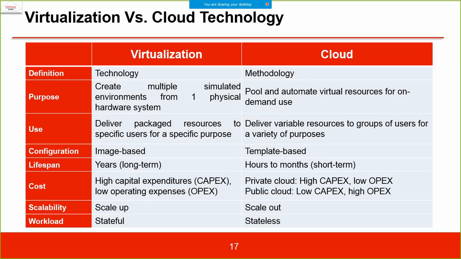Purpose of virtualization is to create multiple simulated environments from one physical hardware system, whereas cloud is to pool and automate virtual resources for on-demand use. Use of virtualization: deliver packaged resources to specific users for a specific purpose. Cloud delivers variable resources to a group of users for a variety of purposes. Virtualization configuration is image based and cloud configuration is template based. We create templates and we use them.